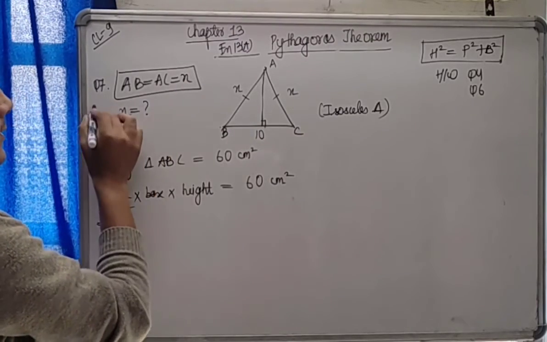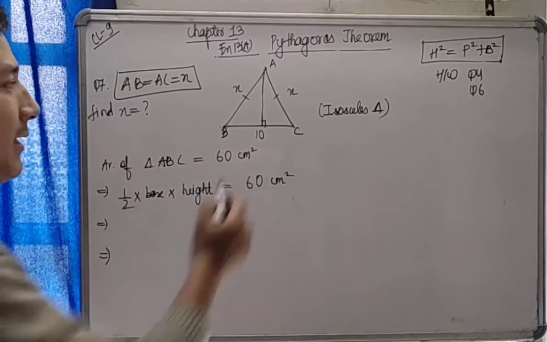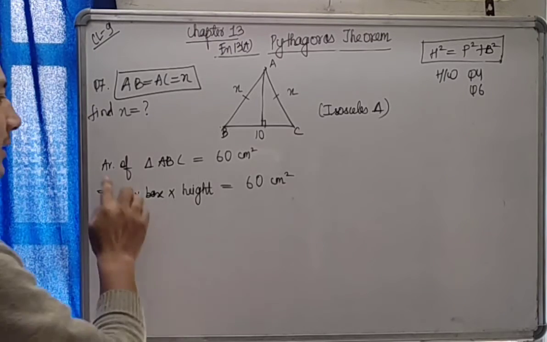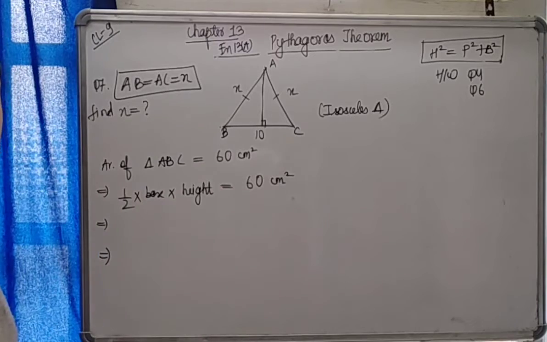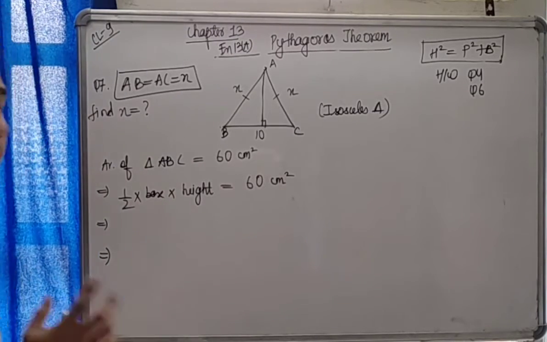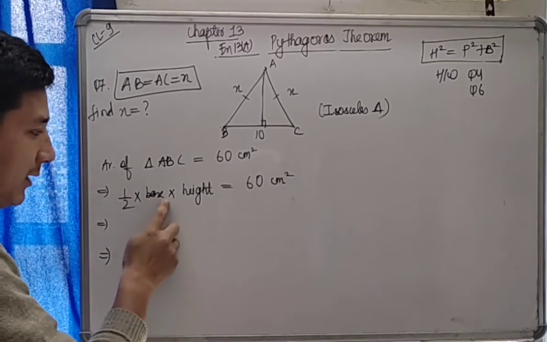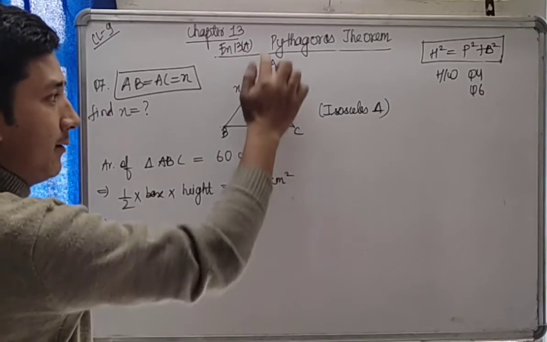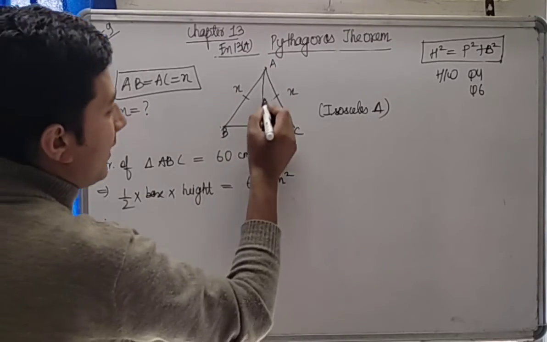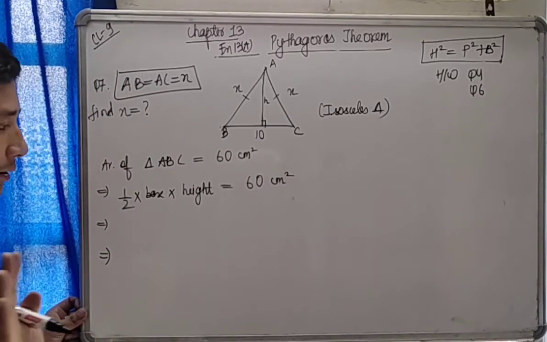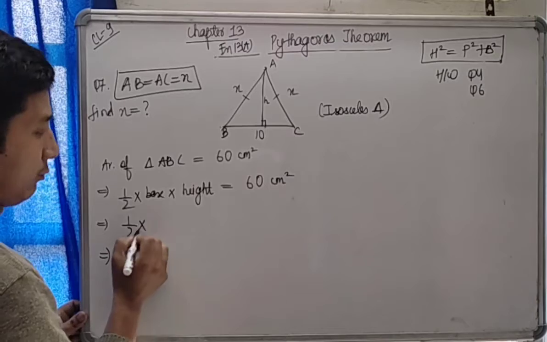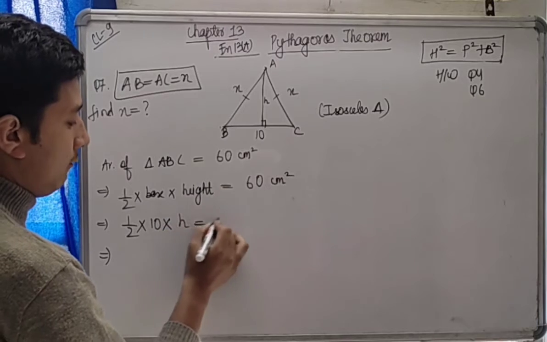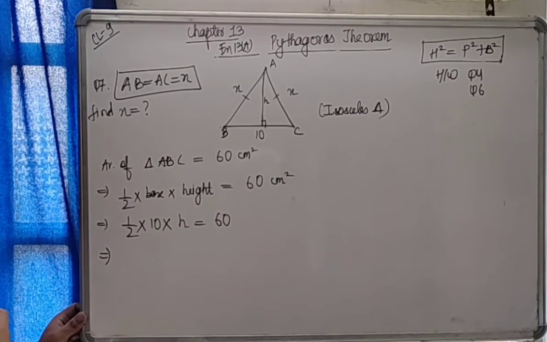We need to find X where the area of this triangle is 60 centimeters squared. Area of triangle ABC is 60 centimeters squared, right? Now the formula for the area of a triangle is half into base into height. Half into base is 10, height is this height, let me take it as H. Am I clear, boys? So half into base of this triangle is 10, height of this triangle is H, which equals 60. So from here we'll calculate the value of H.